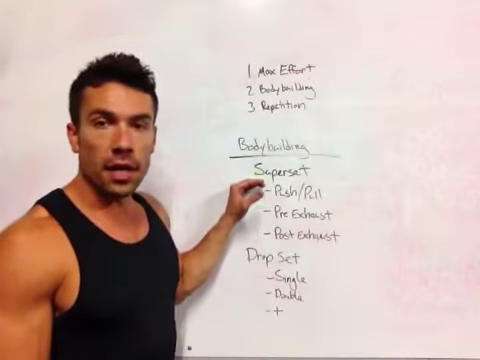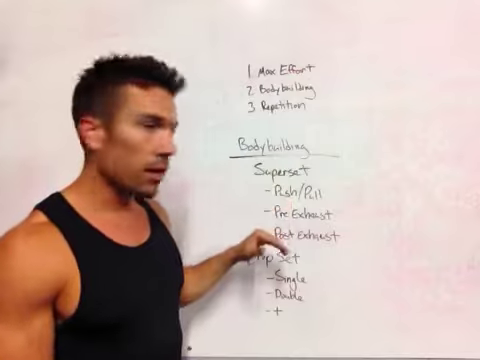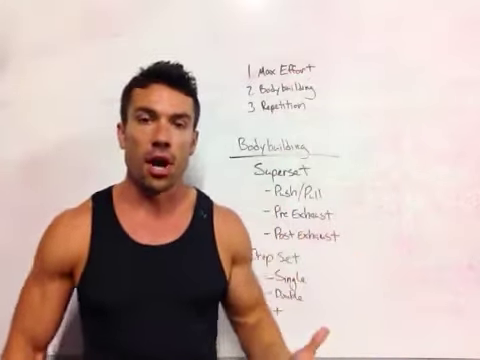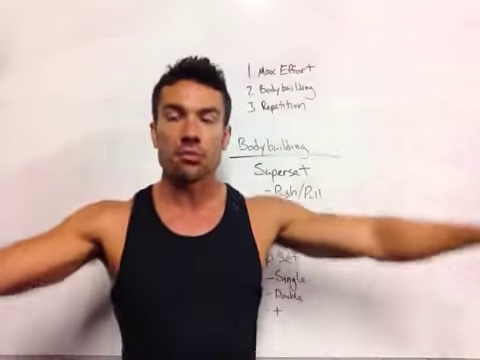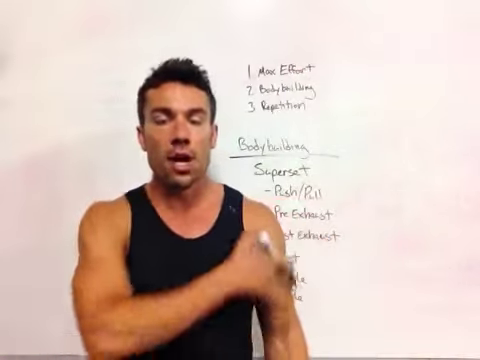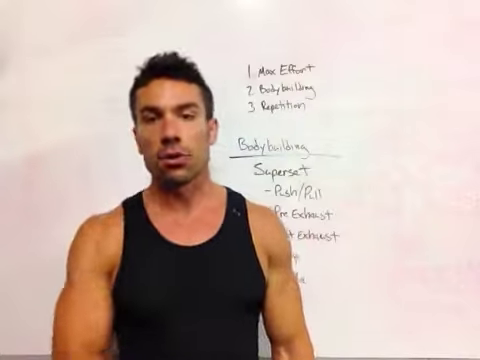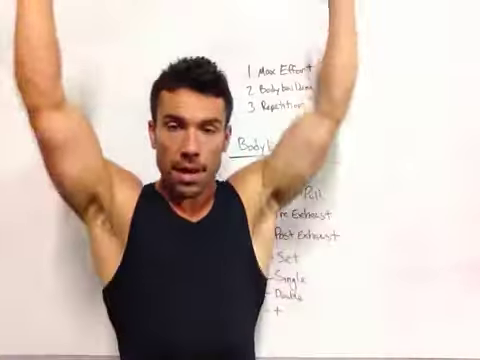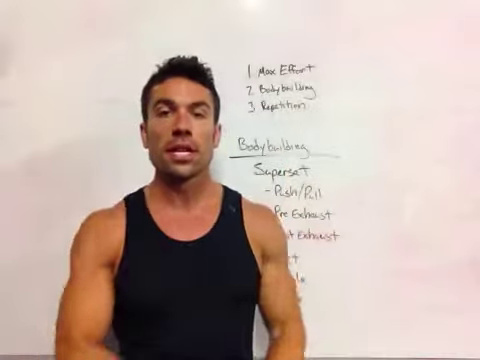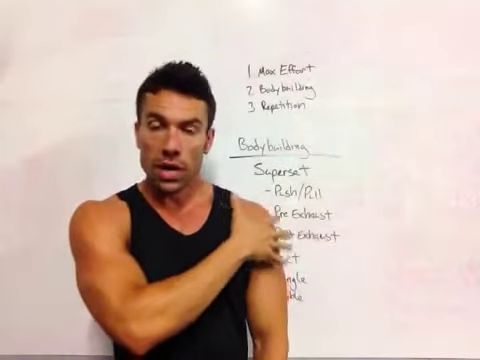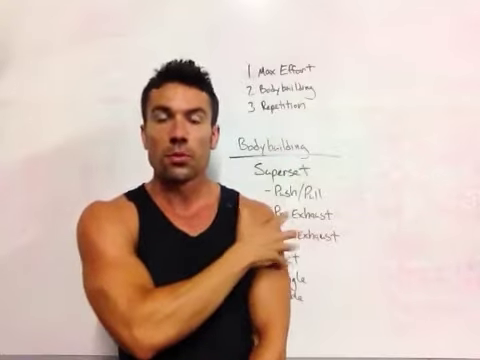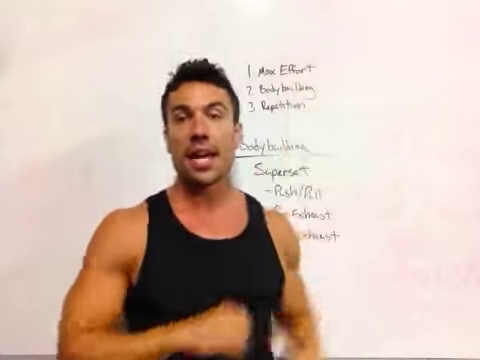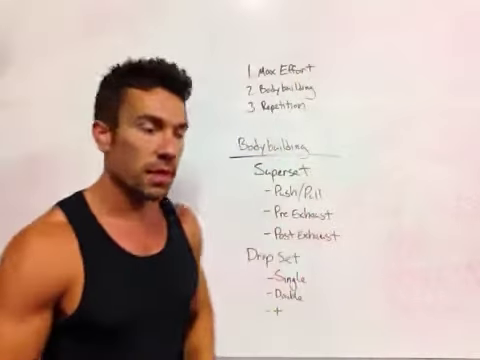Within this superset category, we also have pre-exhaust sets. Pre-exhaust sets are where you have an isolation movement, something like a lateral raise, which focuses on the deltoids and to some extent the traps, but mainly the deltoids, followed by a compound movement like an overhead press. So we fatigue whatever smaller muscle group we want to before that muscle group has to be used in a more complex compound movement.